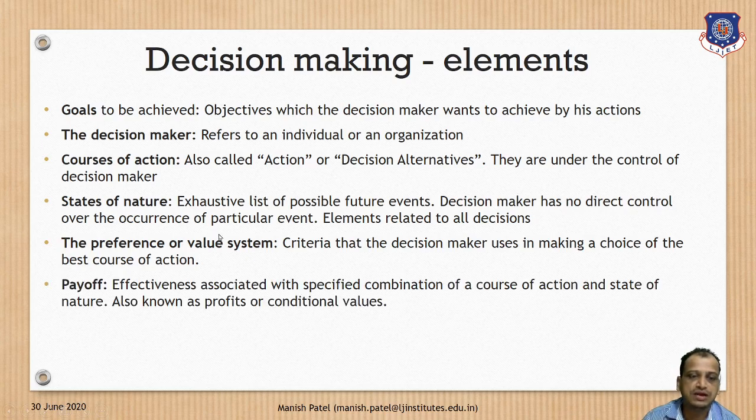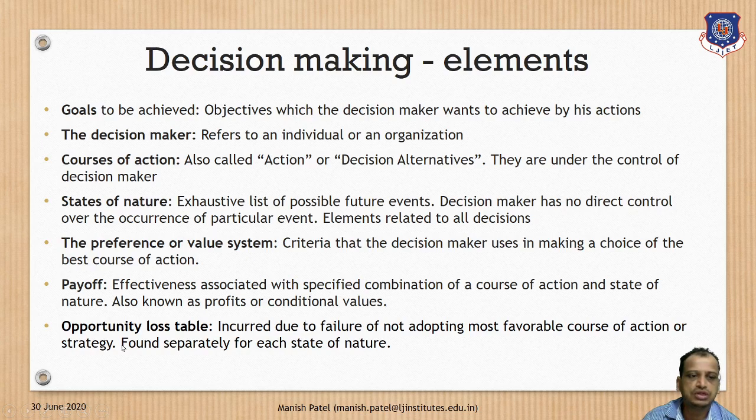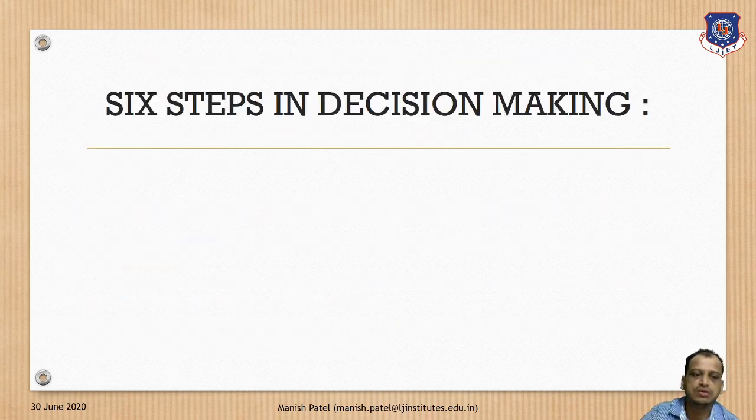Now, what is the payoff? That is the expected outcome, or you can say the effectiveness of this course of action against whatever state of nature it is, which is nothing but profits as well, or conditional values. What is the opportunity loss table? Let's say for example, if you are failing, whatever losses you are getting, you put it down in the table based on the strategy, right? For each state of nature you will write it down. That is nothing but the opportunity loss table.